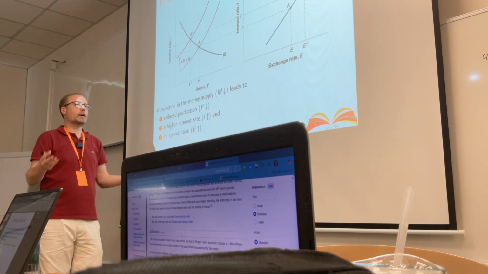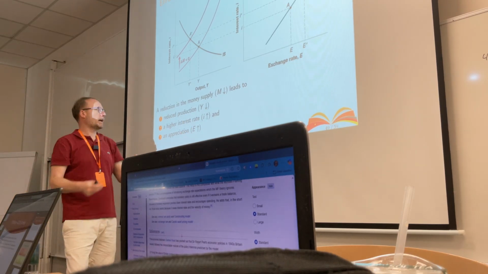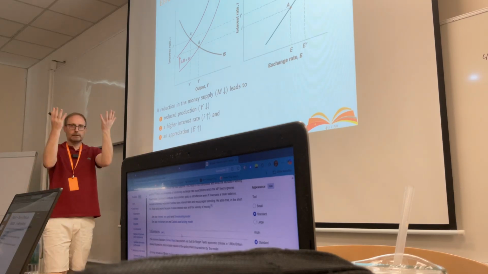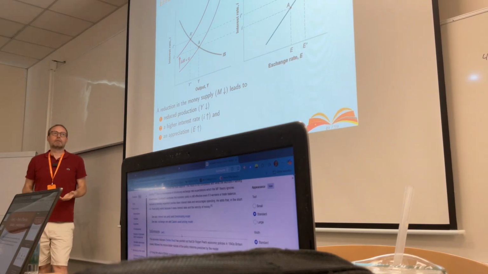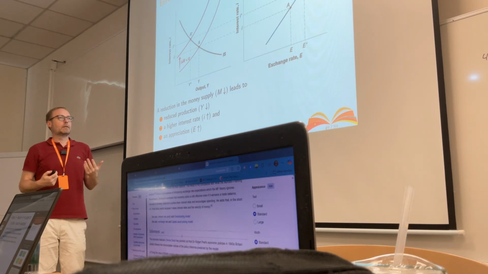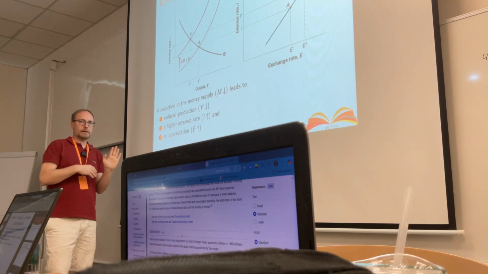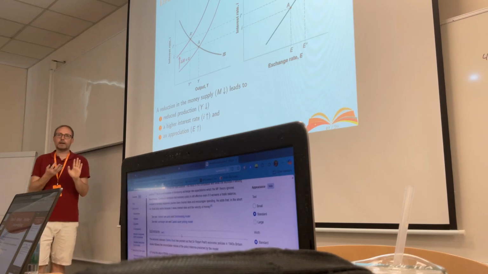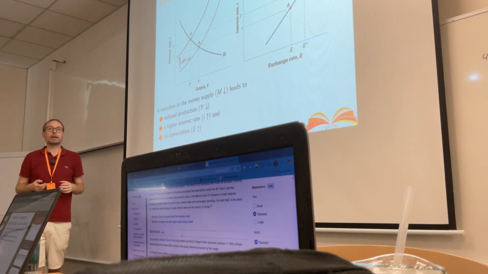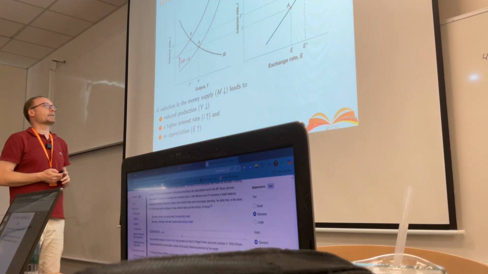They're going to buy our currency. That's going to drive up the price of our currency, leading to an appreciation. With our currency being more valuable, if we started off with balanced trade, this is going to decrease our exports and increase our imports. So we're now also going to be running a trade deficit.